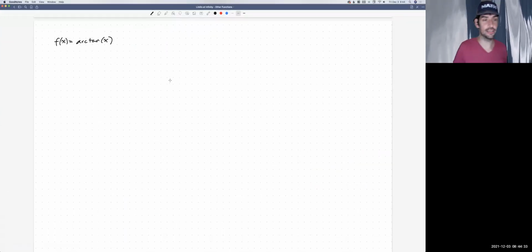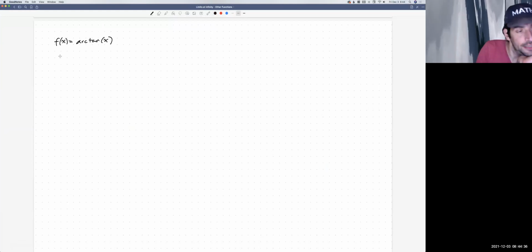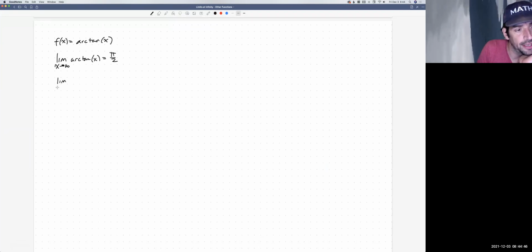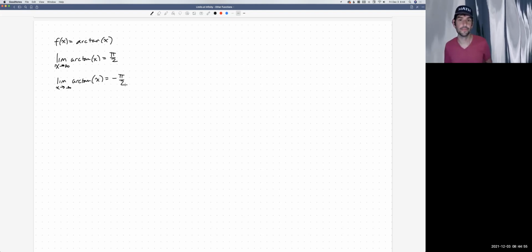And so the arctangent has limits at infinity. If we make the inputs very large, this limit is pi over 2. And if we make the inputs very negative, we go to negative pi over 2. Okay.